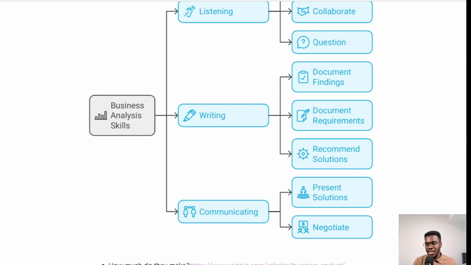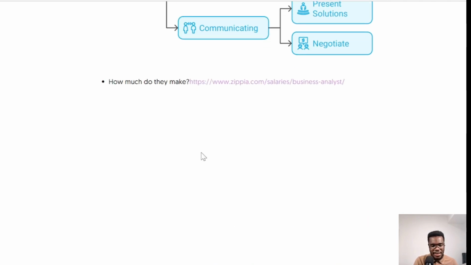If you ask me, there are a lot of other skills that can be subdivided from you listening, from you writing, and from you communicating. But essentially, a good business analyst is a good listener. A good business analyst is a good writer. A good business analyst is someone who communicates properly and effectively. Okay? All right. We're going to be moving on to the next thing.